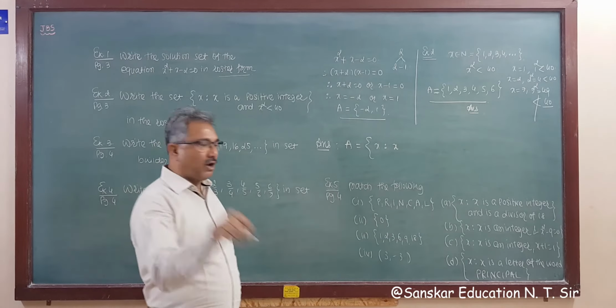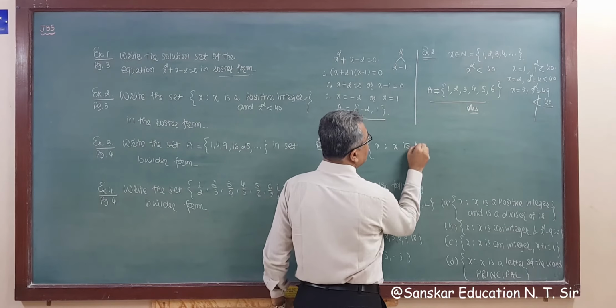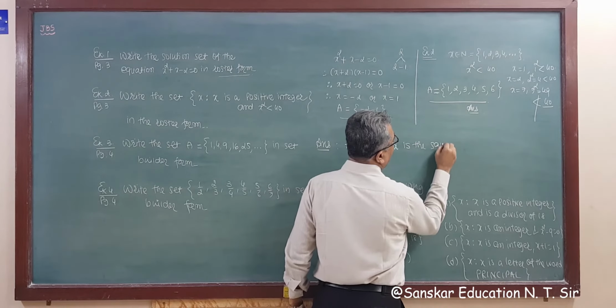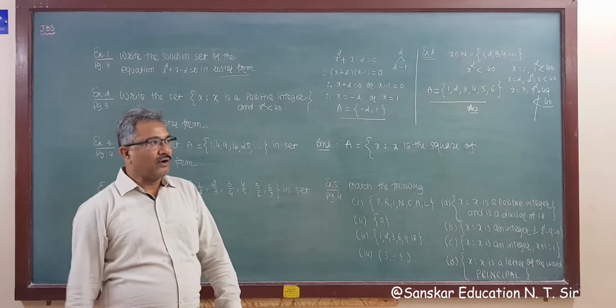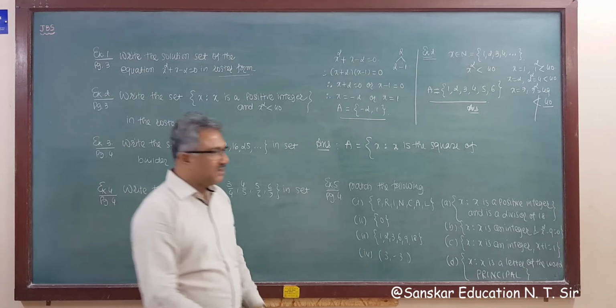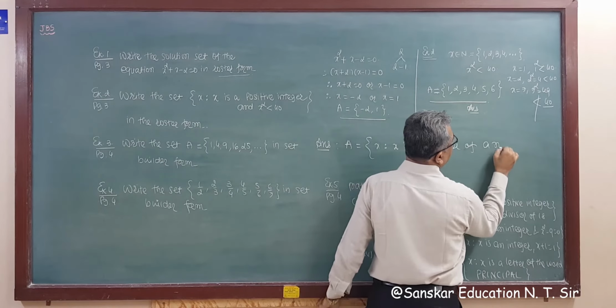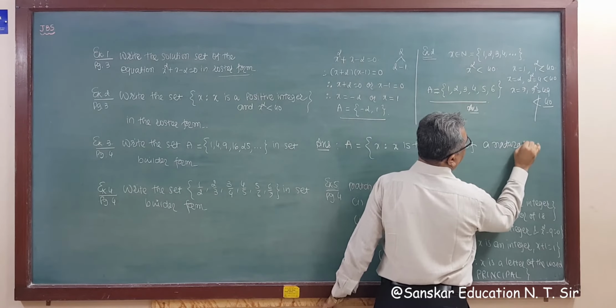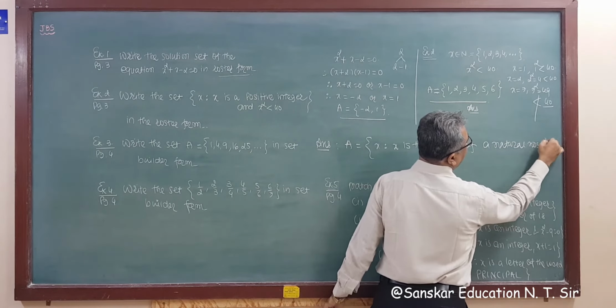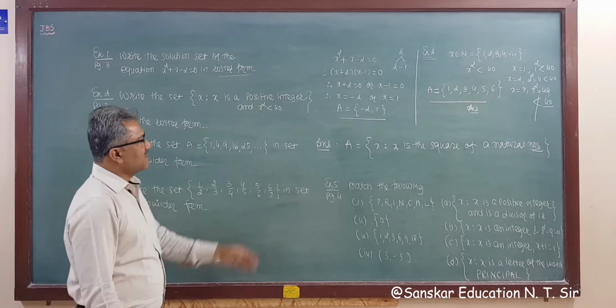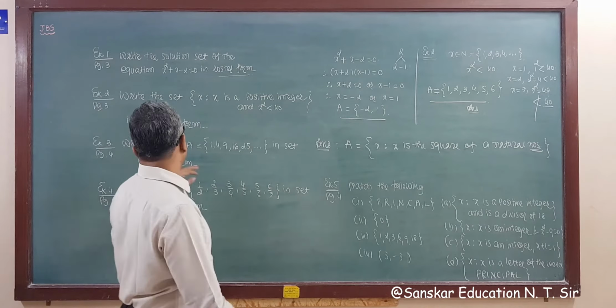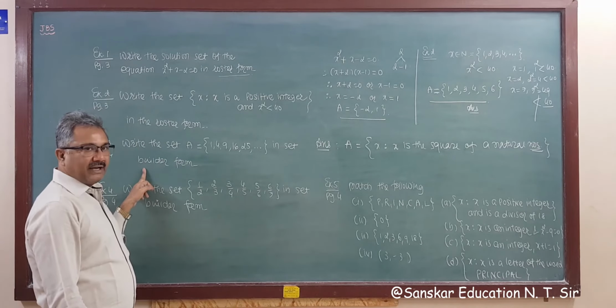is the square of a natural number}. I am writing N for natural numbers. So this is your answer in set builder form, right?